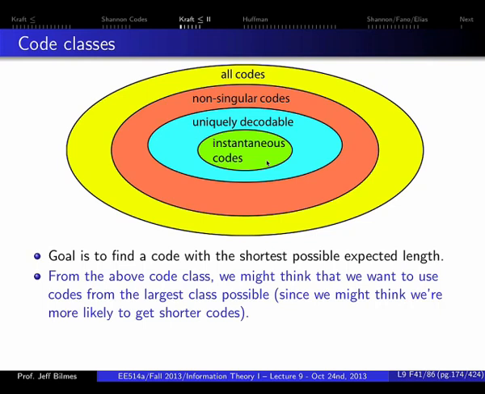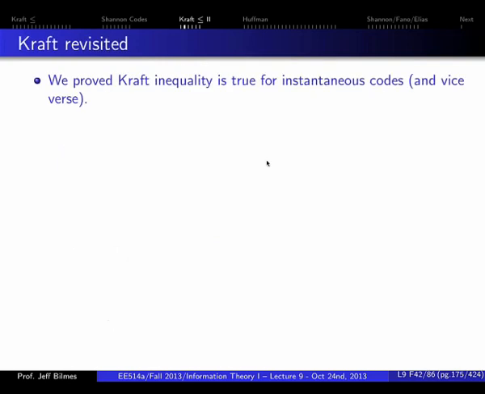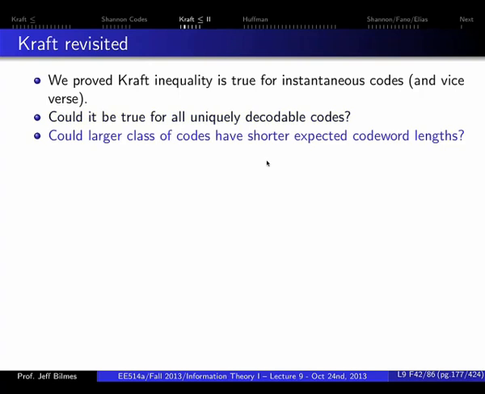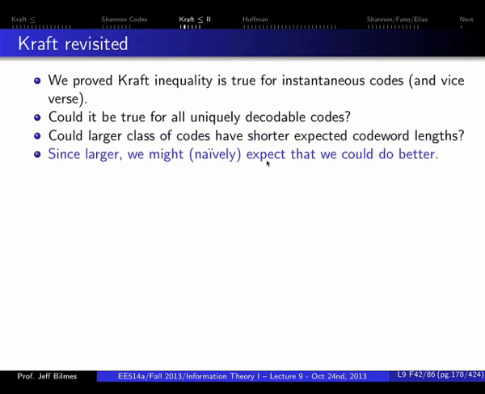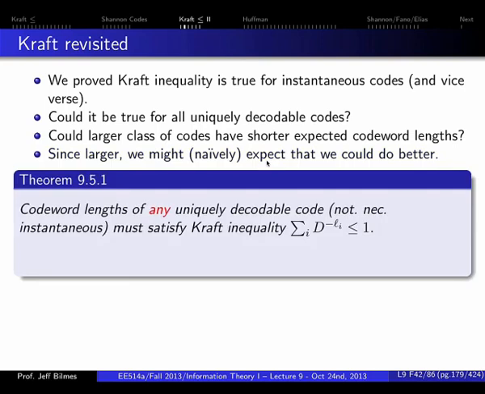maybe if we allowed ourselves to go to uniquely decodable codes, with some additional computation and memory, at least it's still uniquely decodable, maybe we could do a little bit better. That's sort of the idea. And if Kraft is true, is Kraft a good surrogate for codes other than instantaneous codes? That's really the other question. Could this larger class of codes have shorter expected code lengths? Since it's a larger class, we might hope that we could do better. That would end up being naive, as we're about to show.